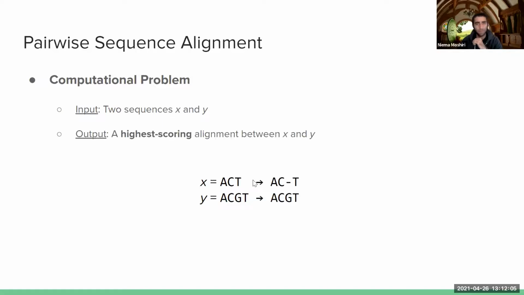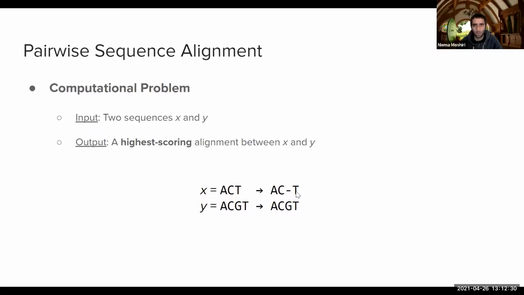And then the output is a highest scoring alignment between X and Y. So here you'll notice if I just keep sequence Y the same, but I take sequence X and plug in a little dash here, so I put a gap character, I just put a space between the C and the T. Now these two line up pretty nicely, right? 3 of their 4 positions are identical. Okay, so does anyone see any problems with how I formulated this?